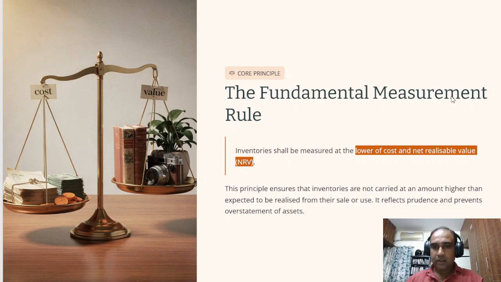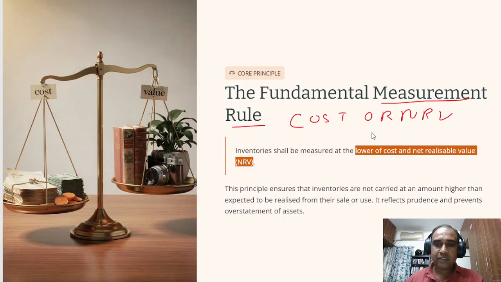Okay. Now let's get into the principle for valuation. In IND AS 2, what is the principle for valuation? You can see the highlighted thing. What is the measurement rule in IND AS? The inventories are always valued at cost or net realizable value, whichever is lower.